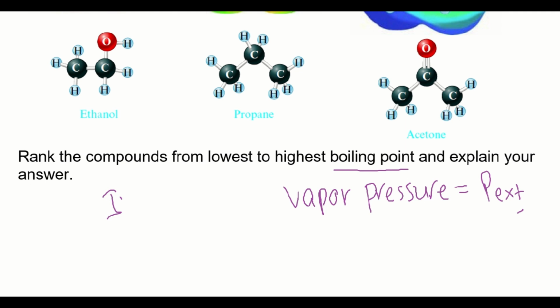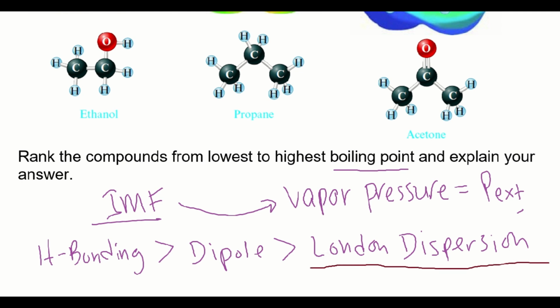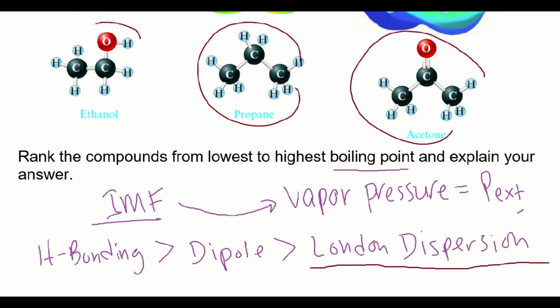Remember, intermolecular forces of a substance will tell you about the vapor pressure of that substance. And since none of these are ionic compounds, we're going to consider hydrogen bonds first, followed by dipole forces, followed by London dispersion forces. London dispersion forces are primarily determined by the size of the molecule, and all three of these molecules have roughly about the same size.